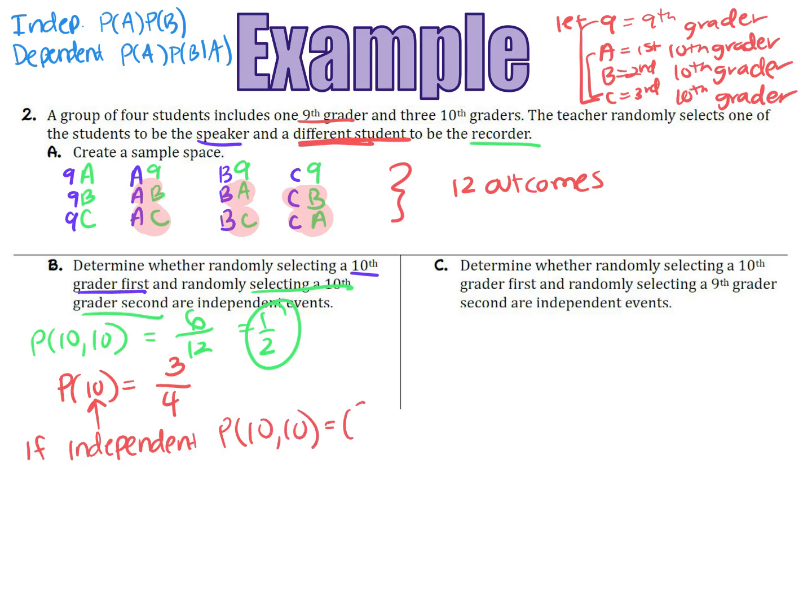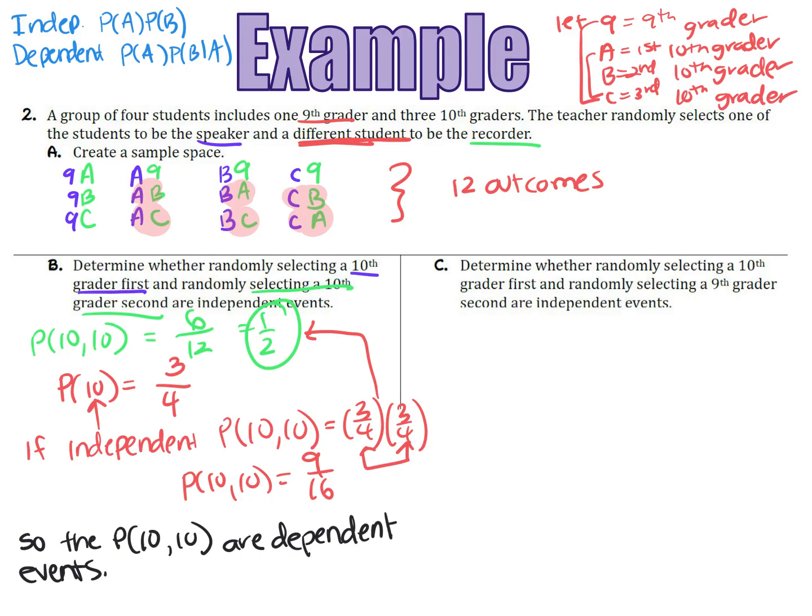Which means if we were talking about 2 independent events, the probability of getting a 10th grader for both would be the probability of having a 10th grader times the probability of having a 10th grader. If these are independent, then these probabilities are the same. And when I multiply them and simplify, I should get 1/2. And let's see if that is in fact true. Well, that would give me 9/16, and 9/16 is more than 1/2. So these 2 events are not independent events. They are dependent events. And there's our conclusion.